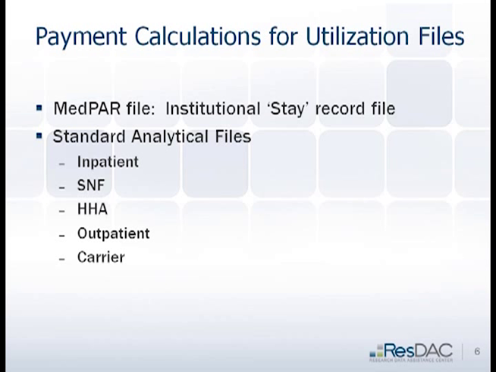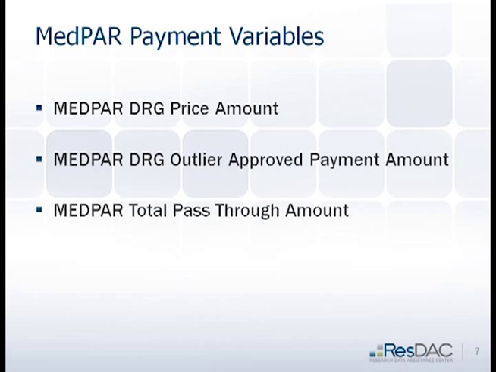And I'll be going through each one of these claim types of file and how to calculate cost or reimbursement by Medicare, other payer, a beneficiary, and then the total due to the provider. So the Medpar payment variables that you have: there is the DRG price, which is exactly what we just tried to do, to calculate what that DRG amount would be. There's also a variable that gives you the outlier approved payment amount. Just know that that outlier amount actually gets into the payment amount.